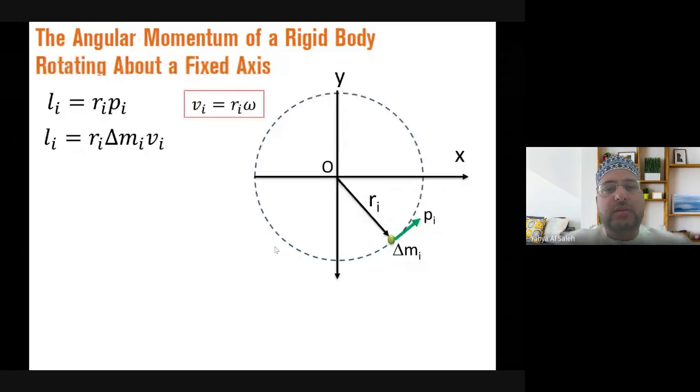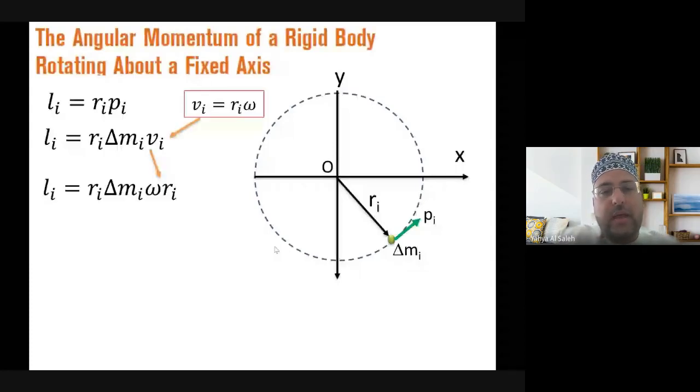Now, since we cannot use just v_i for the entire body, we need to express this in terms of something else, something which we can generalize to every part. So v equals r omega. I'm going to put this back in. r_i, m_i, omega, r_i.